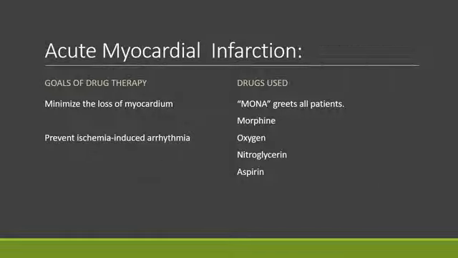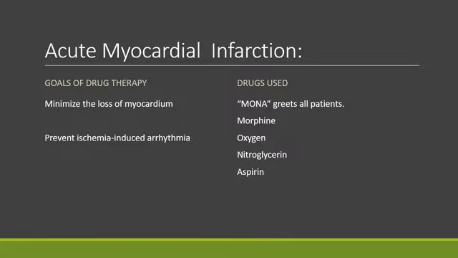All right, so if we look at an acute MI, what are our goals of drug therapy? Well, the first thing we need to do is minimize the loss of the myocardium. We need to essentially get them evaluated in the hospital as quickly as possible, and we need to make sure that we can do everything we can to prevent any sort of ischemia-induced arrhythmia.